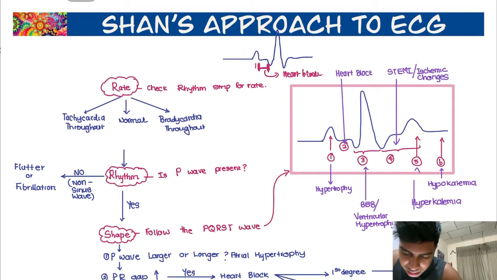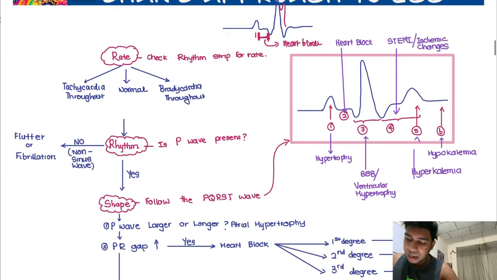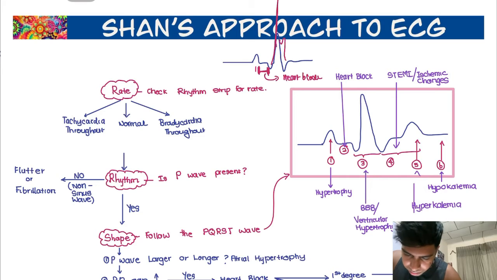If you see a wide QRS complex with rabbit ears, that means it's a bundle branch block, or if it is tall, it is a hypertrophy. Okay? Next, you look at the next wave, the ST segment. Is the ST segment elevated with the T wave? If yes, it is a STEMI. Is the ST segment depressed with the T wave? If yes, it's ischemic changes.